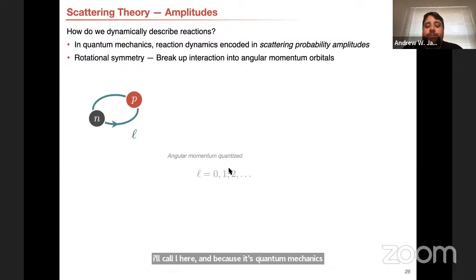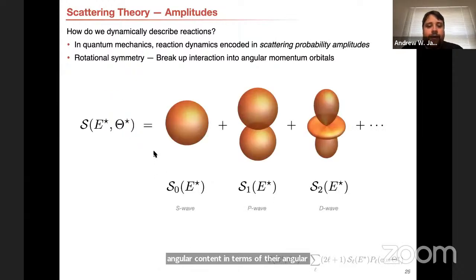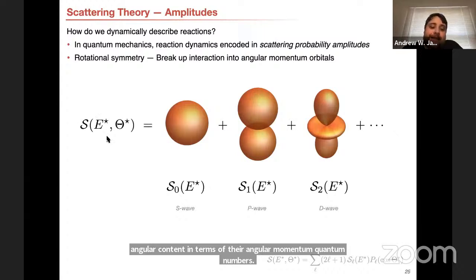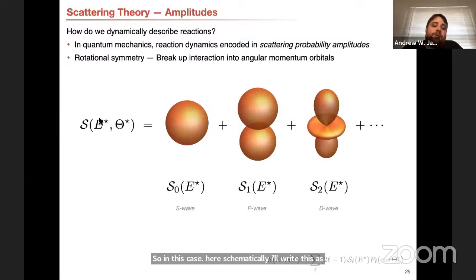So you have L equal to 0, 1, 2, and again, this is all in units of h bar, where h bar is equal to 1. So you have this proton and neutron orbiting each other. Just like in the hydrogen atom, you can break up a system that has some rotational properties into a series of orbitals, which describe the angular content in terms of their angular momentum quantum numbers. So in this case, schematically, I'll write this S probability amplitude, a function of E star and theta star, as some series of different orbital contributions.